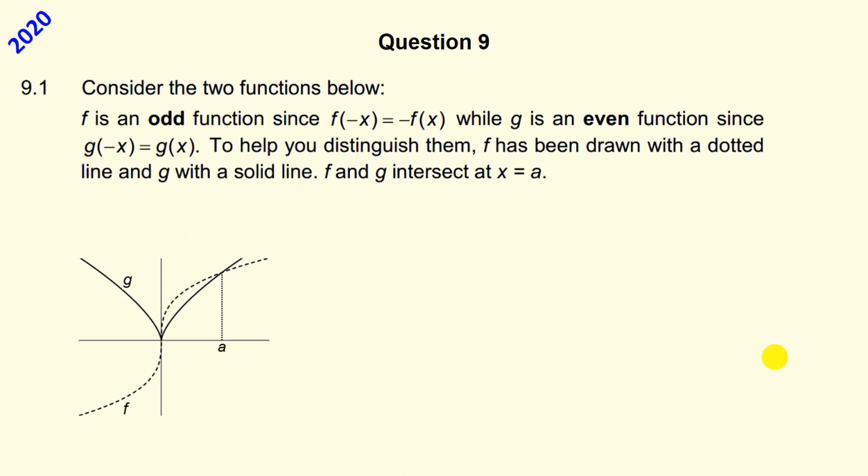Right, so here we have two functions defined as an odd function and an even function. The important thing about it is the fact that the dotted line is symmetrical about the origin, because if you take any point and go on a line straight through it, it has a match on the other side. The other one is symmetrical about the y-axis, like that. They intersect at x equals a.